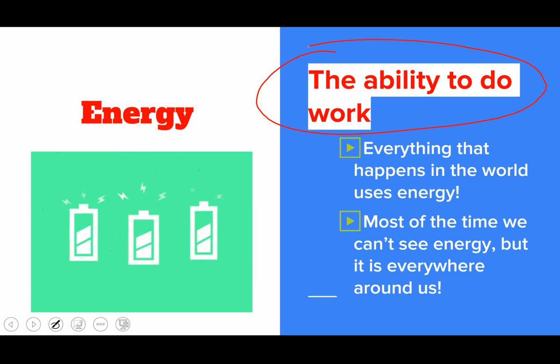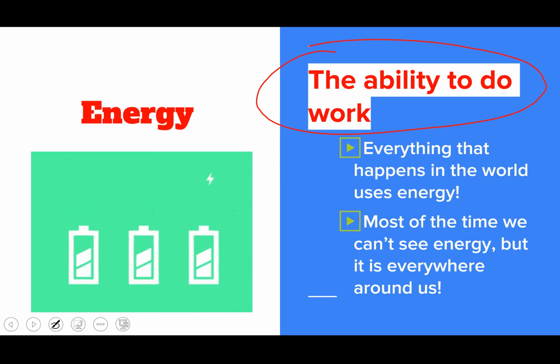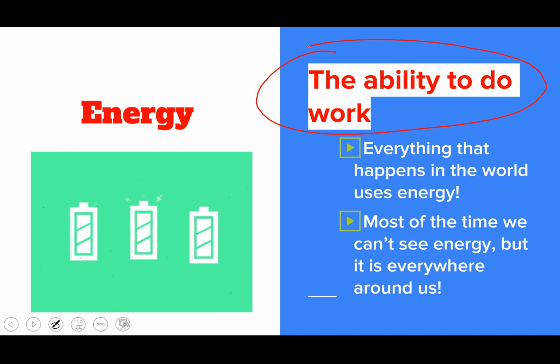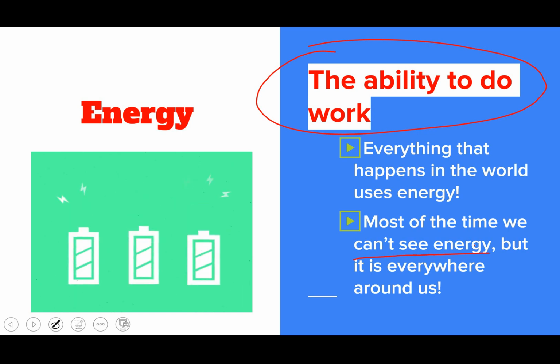So, if there were no energy, there'd be no light. You wouldn't be able to see anything. Everything would be black. If there were no energy, there'd be no heat. It would be so cold you can't even imagine. If there were no energy, nothing can move. So energy is literally the thing that makes the universe go round. And most of the time, we can't see the energy. We just can't see it. But it's still everywhere around us, which is very interesting to think about.